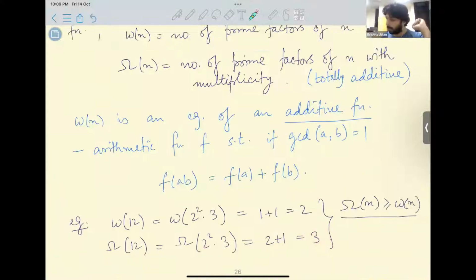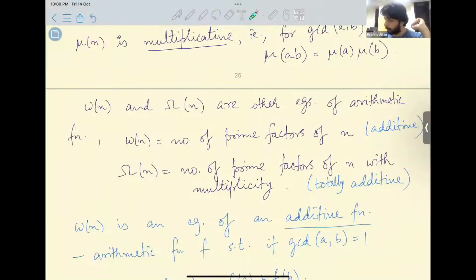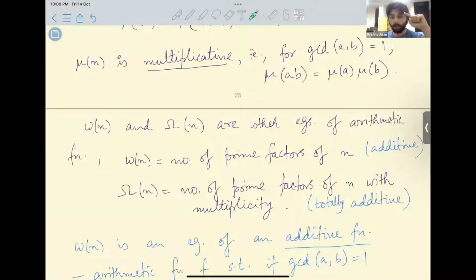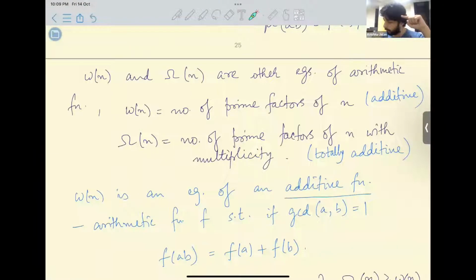Now I said that capital omega of n is totally additive. What I mean by totally additive is that if you remove the condition GCD of A and B is 1, and it still satisfies that f of AB is f of A plus f of B, then it's called totally additive. Okay, it's just a definition, you need not bother about it.